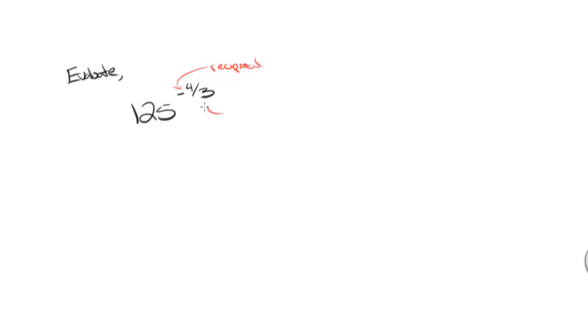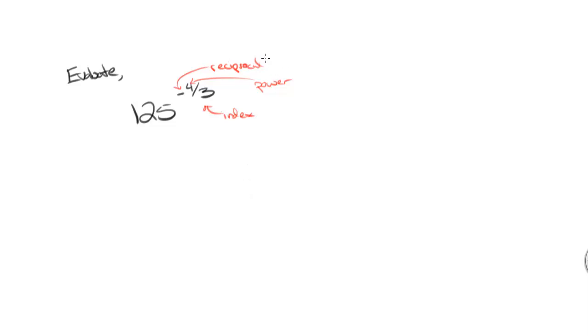The 3 right here is the index of a radical. That means we're going to take the third root at some point. And this 4 is the only thing that is really acting like what we expect an exponent to do at this point, which is raising to the 4th power. So again, there are 3 different things here, and we can apply those in any order that we want.